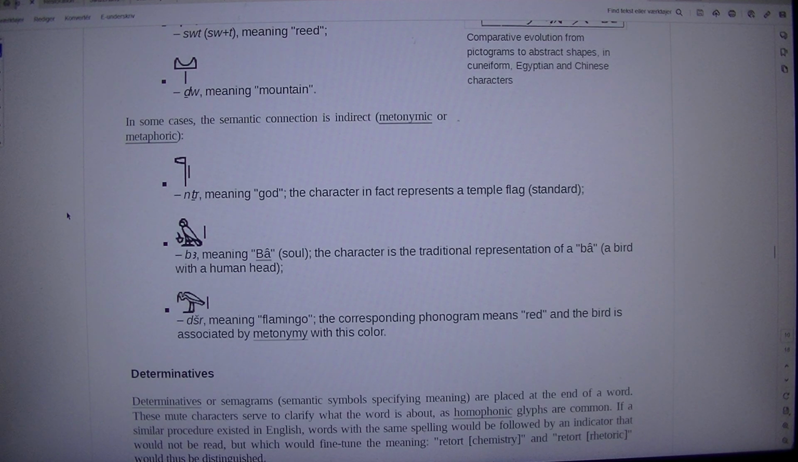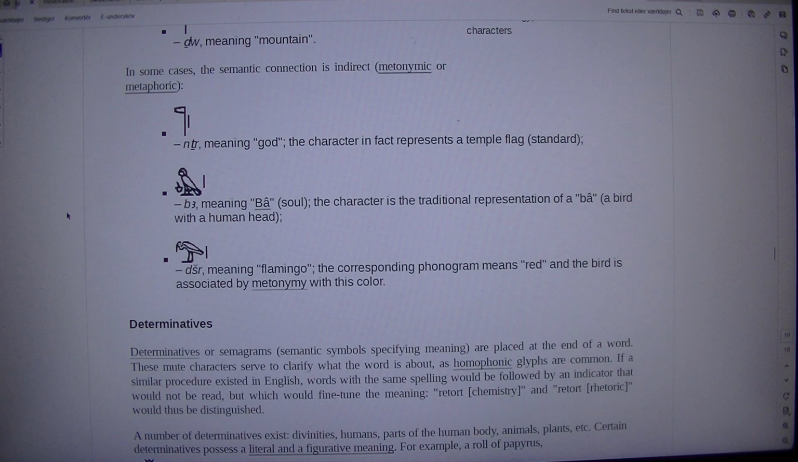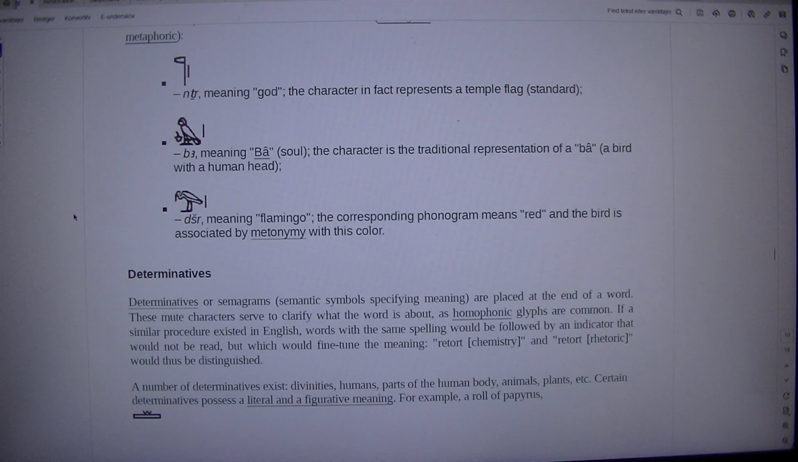In some cases, the semantic connection is indirect, metonymic or metaphoric. NTR, Z1, meaning god. The character in fact represents a temple flag, a standard. G53, Z1, BA, meaning soul. The character is the traditional representation of the BA, a bird with a human head. G27, Z1, DR, meaning flamingo. The corresponding phonogram means red and the bird is associated by metonymy with this color.